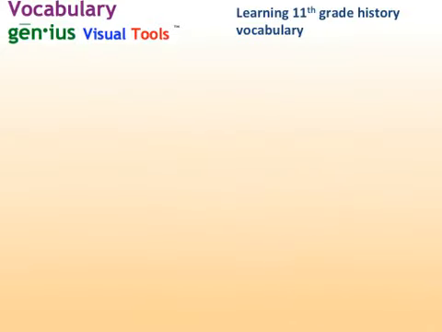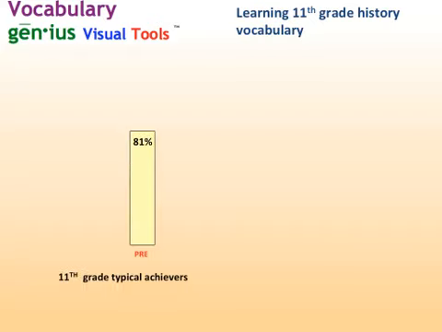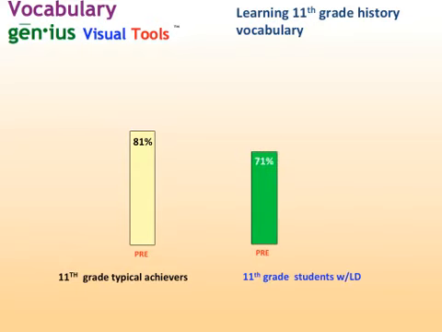Now this looked at vocabulary learning in an 11th grade history class. And in this study we looked at how much vocabulary students that were typical achievers typically demonstrate knowledge of on quizzes that focus on questions related to vocabulary. And not surprisingly, they're learning about 81% of the vocabulary. Kids with learning disabilities, 11th graders, not quite so well. Low C level, like 71%, so about 10% less than typical achievers.